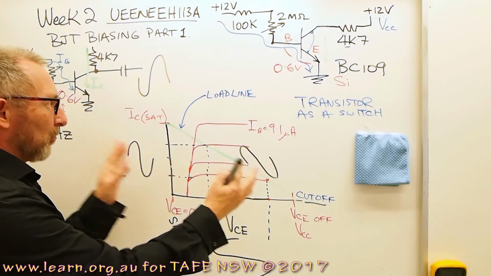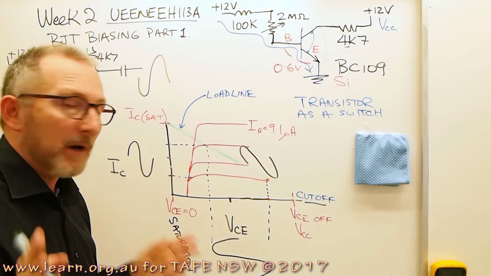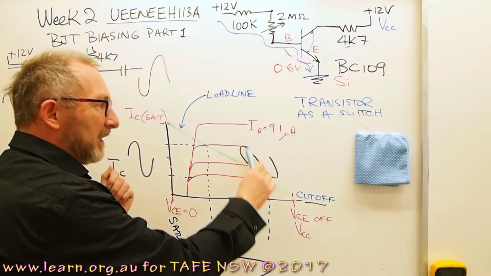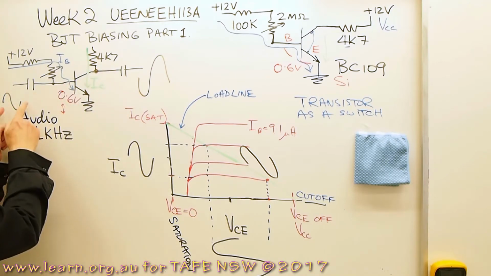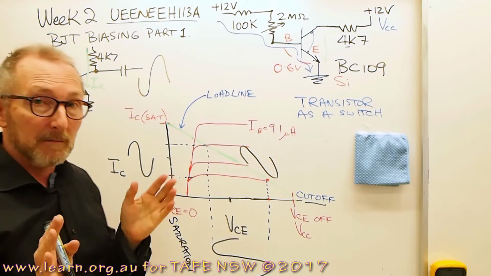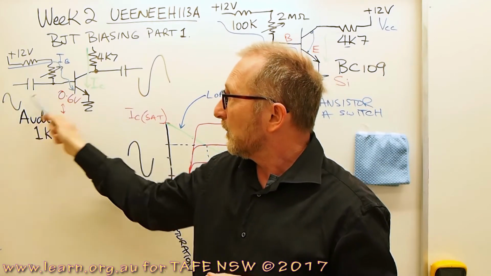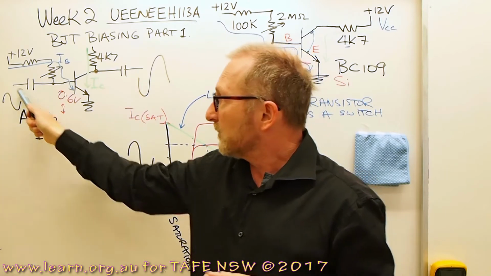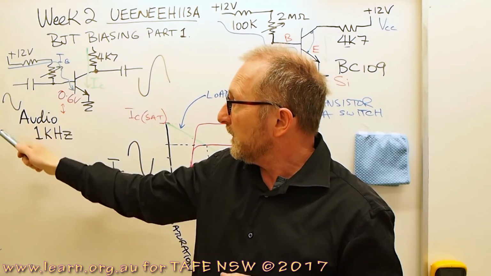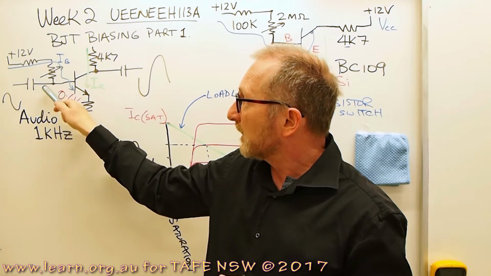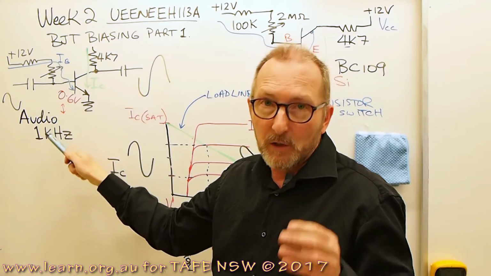Alright, I've redrawn the load line and the characteristic curves to make it a little bit clearer, and this time I've also added some representative audio waveforms. Now, when we put audio into this circuit, coming in through a DC blocking capacitor, it's important to understand that you need a DC blocking capacitor there, because otherwise the signal generator would change, through its resistance, the voltage on the base, and we don't want that to happen. But the audio at 1 kilohertz can go straight through that capacitor, and it's going to add to the base voltage and subtract from the base voltage at that 1 kilohertz frequency.